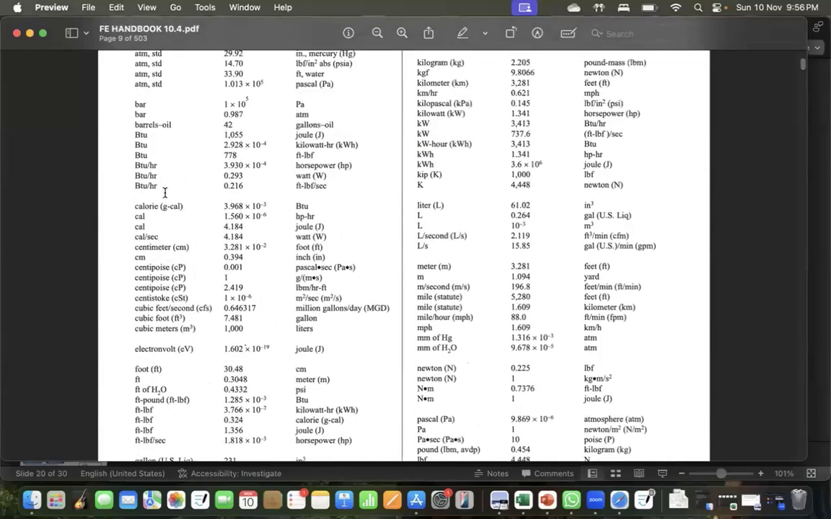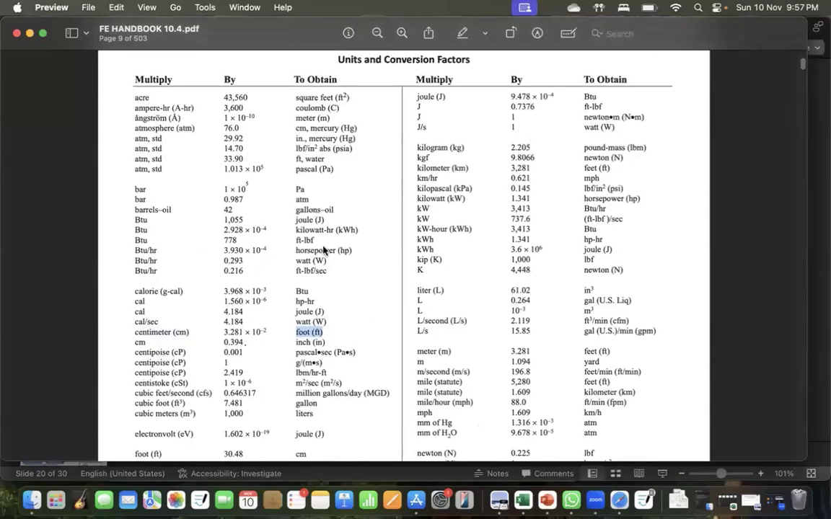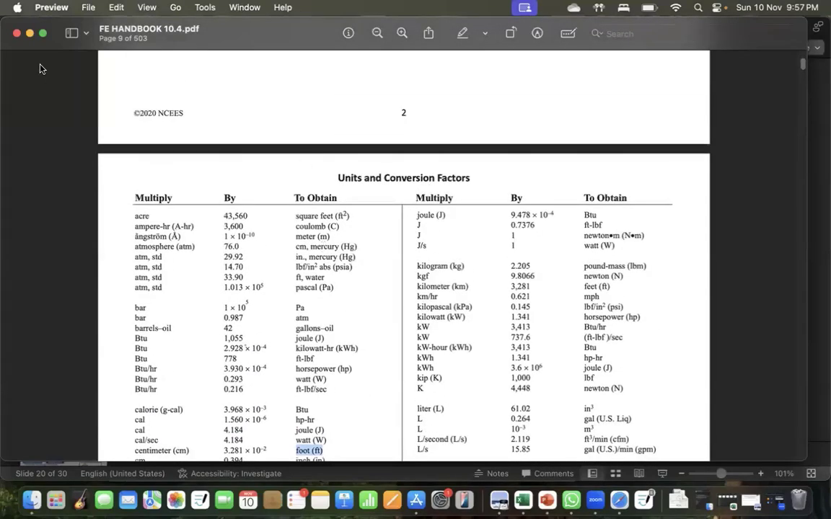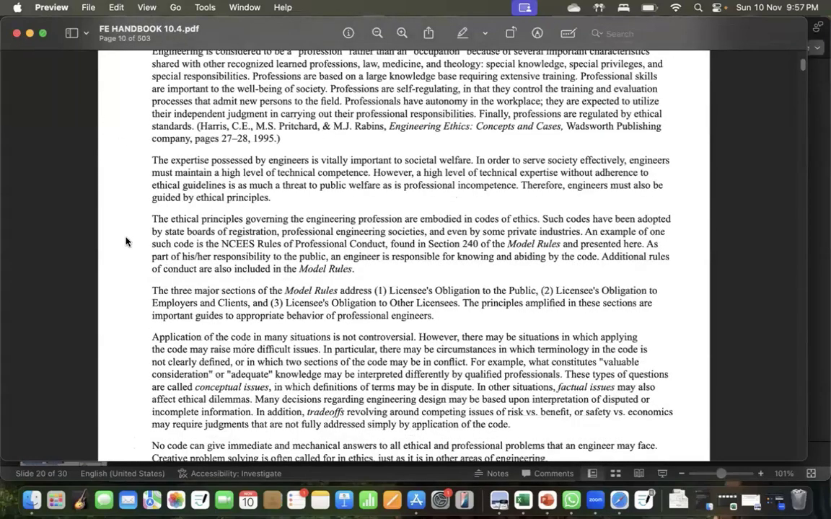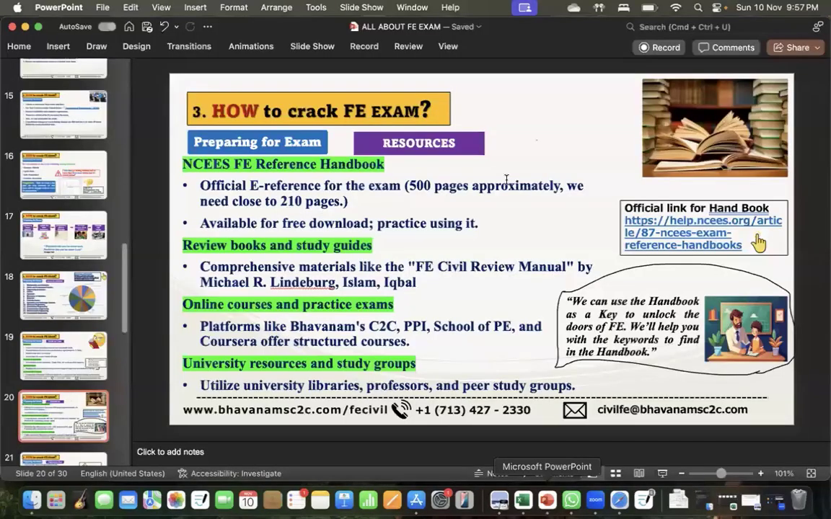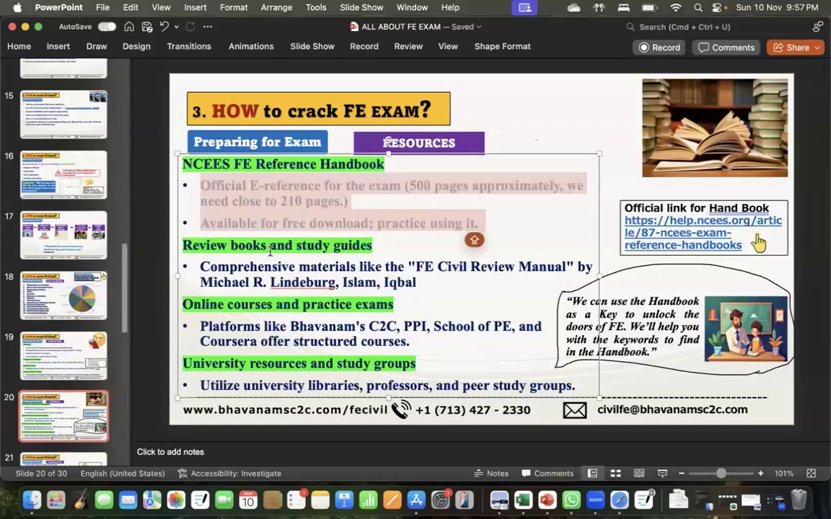Take a simple example like centimeter. Suppose for a particular numerical, you did the entire calculation in centimeter and got the final answer as 10 centimeter, but you want it in foot. You just multiply by this factor, and you will get the corresponding unit in US. For this also, our team has plenty of explanations for you, so no need to worry. These are the things you have to remember for the handbook. If you're thorough with the handbook, 90% of your preparation is done.